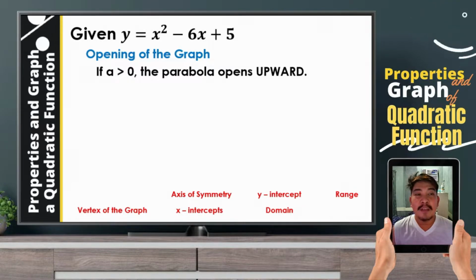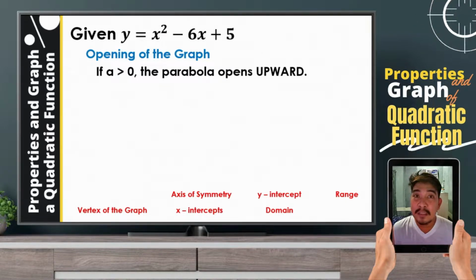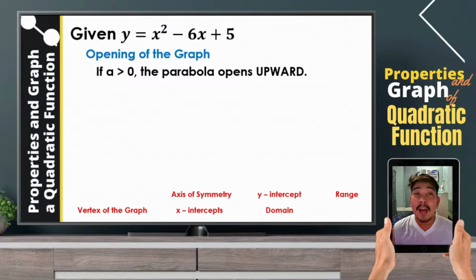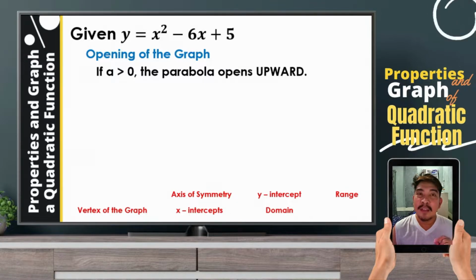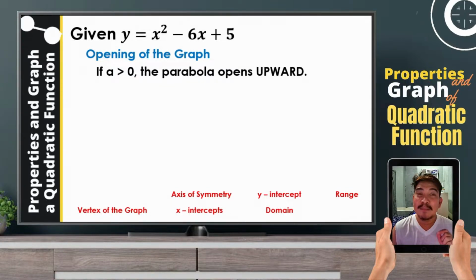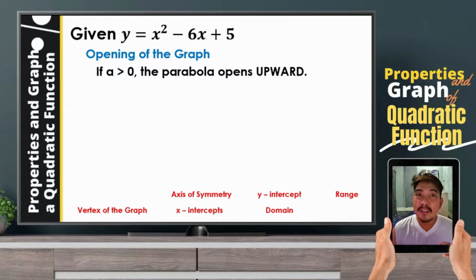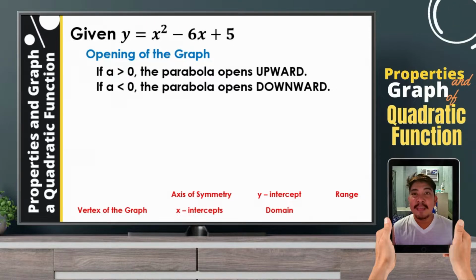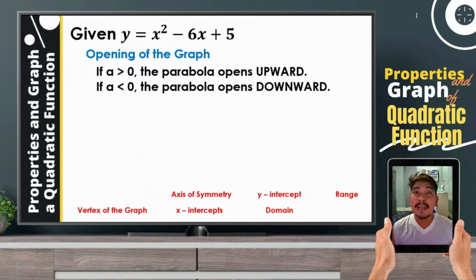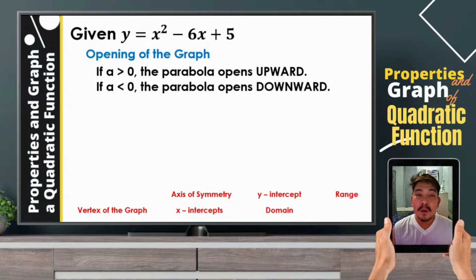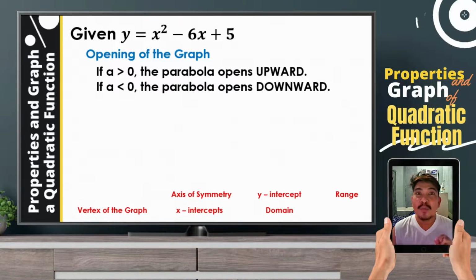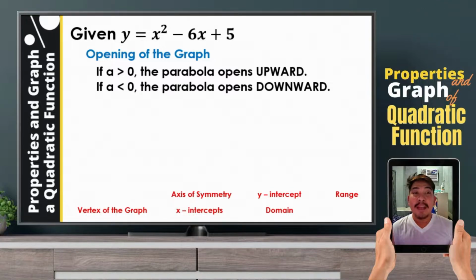If a is greater than 0, meaning that the value is positive, the parabola will open upward. Since the parabola opens upward, the vertex of the parabola will be at its minimum point. Therefore, the function will have the minimum value. If the value of a is less than 0, meaning that it is a negative number, the parabola will open downward. Since the parabola opens downward, the vertex will be at its maximum point. Therefore, the function will have the maximum value.